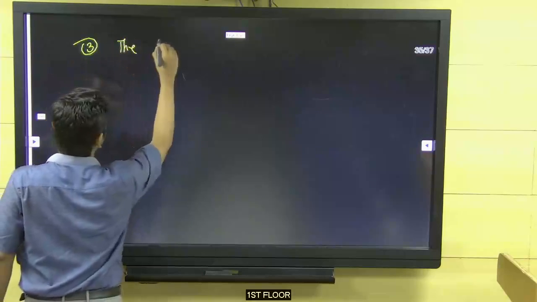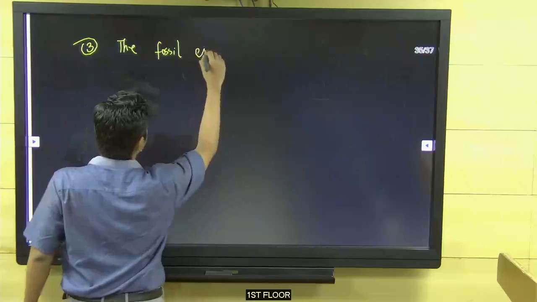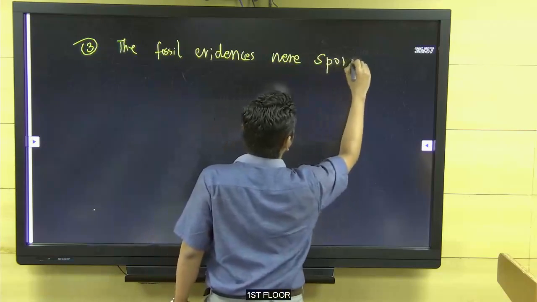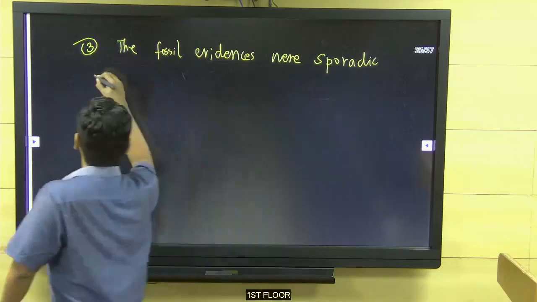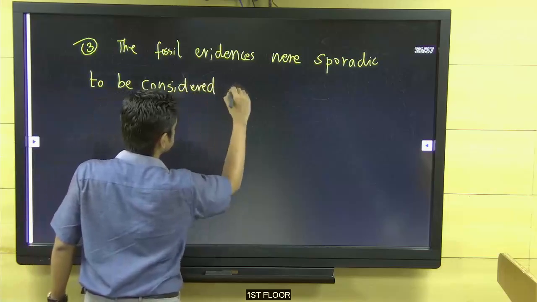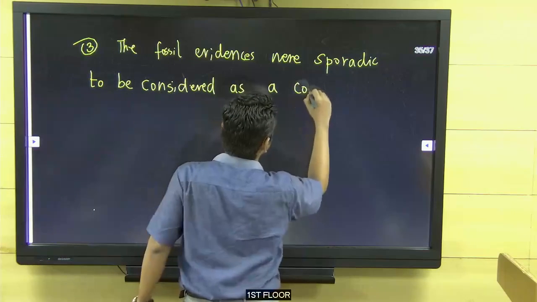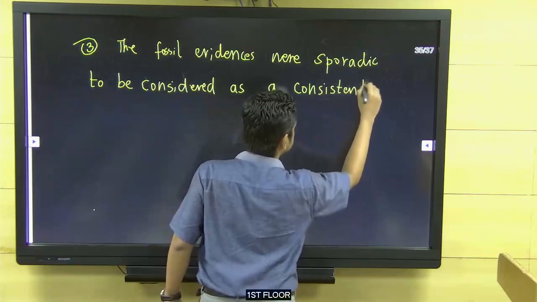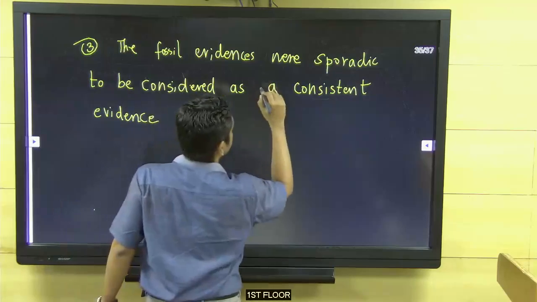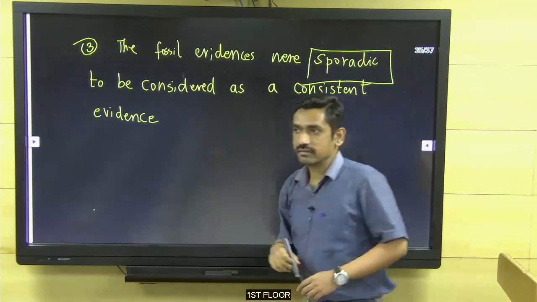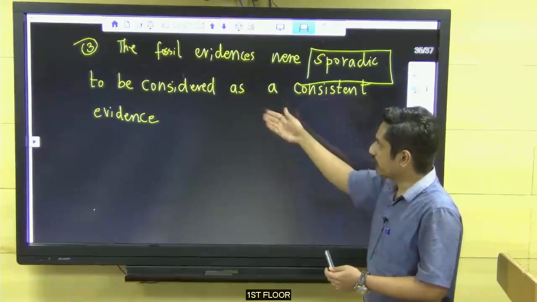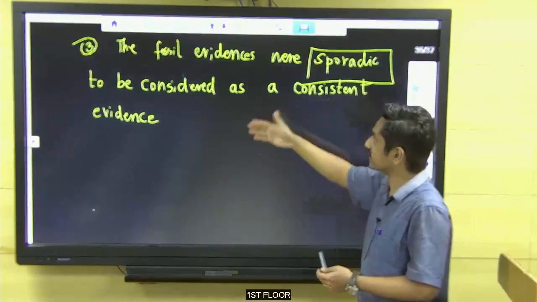The fossil evidences were sporadic to be considered as a consistent evidence. Sporadic. I believe you understand the meaning of the word sporadic. Let's go back to the previous diagram again and get this idea. I'll read it once more. The fossil evidence were sporadic to be considered as a consistent evidence.